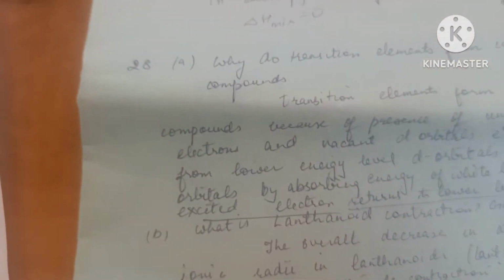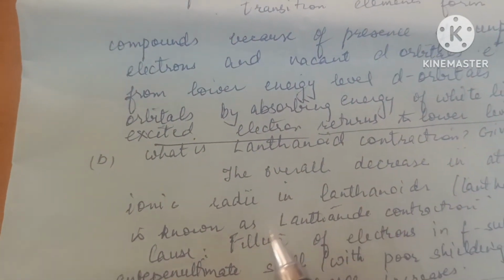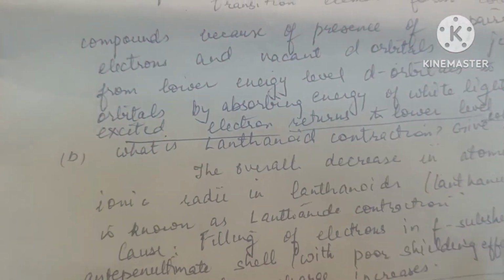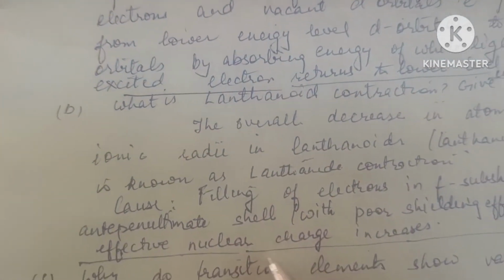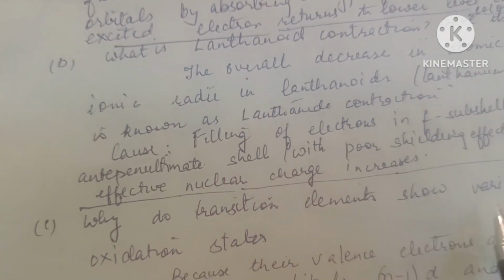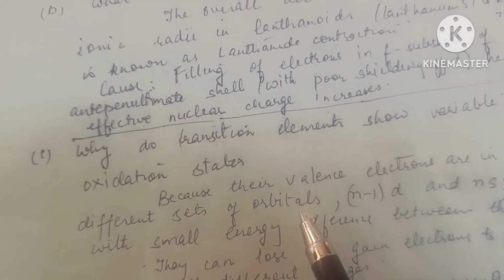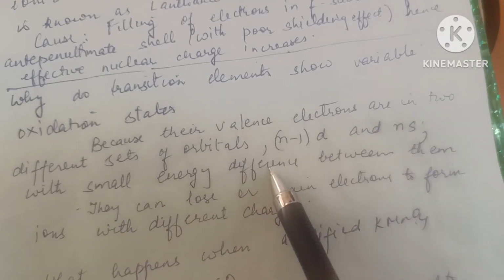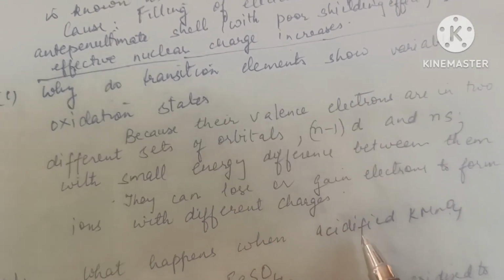What is lanthanide contraction? Give its cause. The overall decrease in atomic and ionic radii in lanthanoids is known as lanthanide contraction, and it is caused by filling of electrons in f subshell of antepenultimate shell. It has very poor shielding effect, and so effective nuclear charge increases and size decreases. Why do transition elements show variable oxidation states? Because their valence electrons are in 2 different sets of orbitals, n-1 d and ns, with small energy difference between them. They can lose or gain electrons to form ions with different charges.